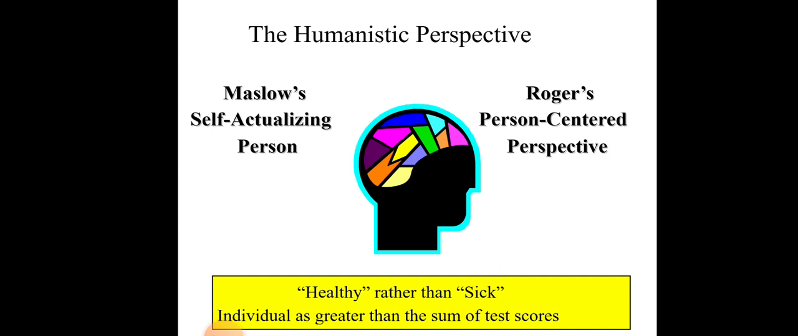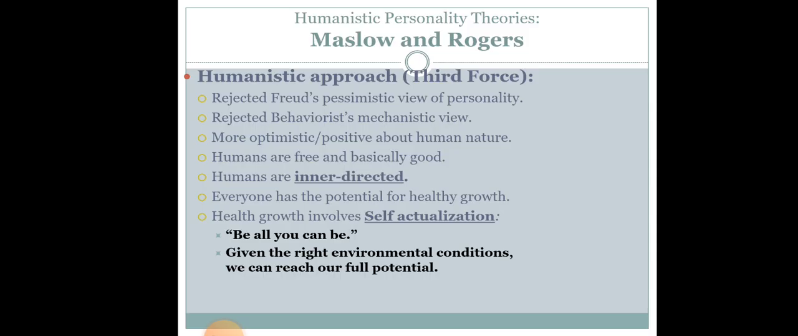Let's talk about the humanistic perspective. So, I have here Maslow's self-actualizing person and Rogers' person-centered perspective. So, healthy rather than sick. Individual as greater than the sum of test scores. Let's see what we are talking about here. Maslow and Rogers. Humanistic approach, the third force.